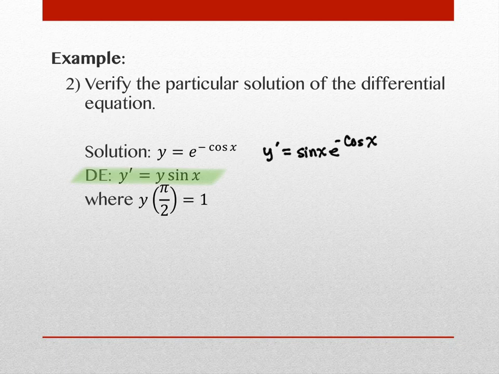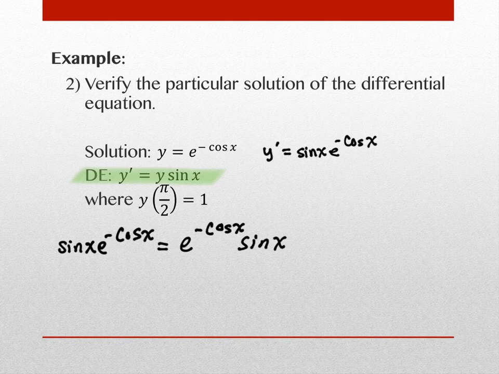Very good. All right, so to verify that the differential equation works is to take that derivative, so sine x e to the negative cosine of x, and it's supposed to equal what happens when I put y in, and happens to be the same thing on the other side, e to the negative cosine of x times sine of x. And we don't have to do anything, right? You could shift the sine of the second side to the front if you want, but these are already the same. Agreed?